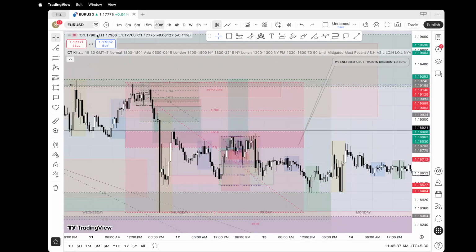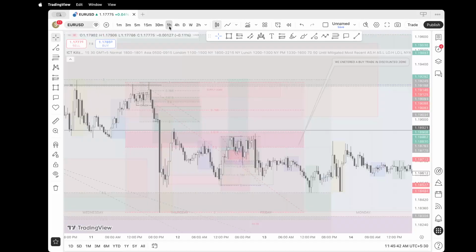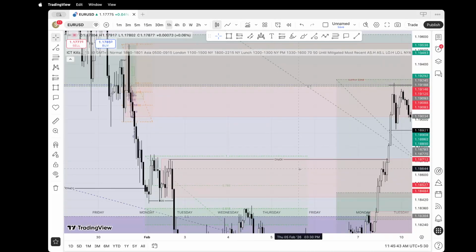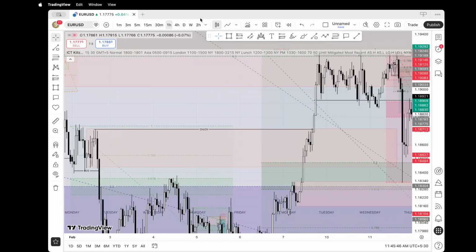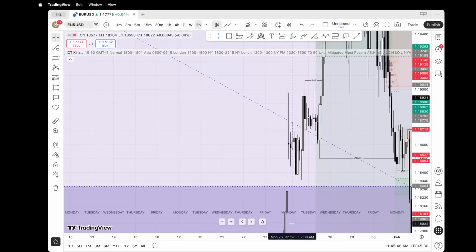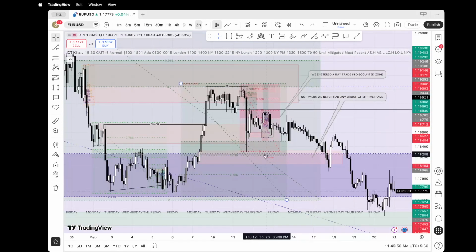So the two mistakes that we made in here. Obviously 2 hour was a bit misleading. I completely agree with you on that point, but there was not a valid order block. There are too many learnings in this trade as well. So let's switch to Excel again.